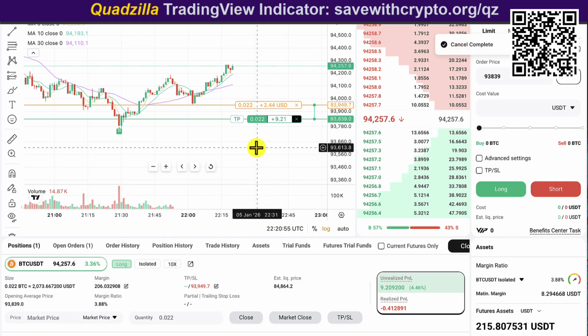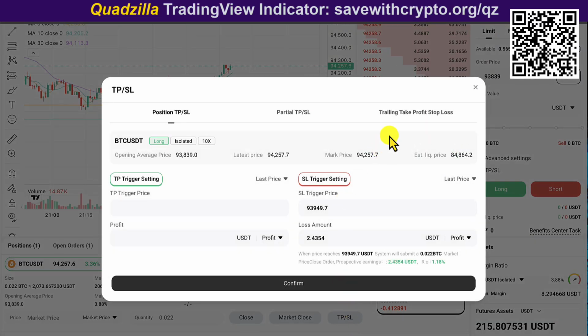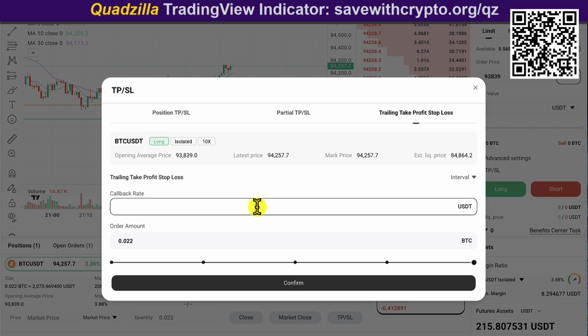So how do I do that? I'm guessing I go to stop loss here. Oh, there you go. Trailing take profit stop loss. So the callback rate, I'm going to say, let's say $400. Okay. And that will be to close the entire amount.